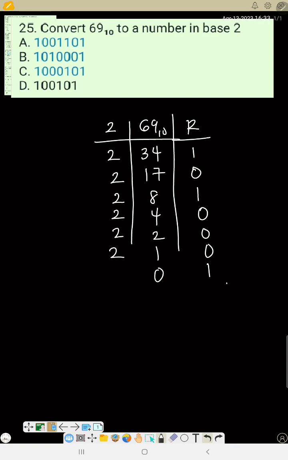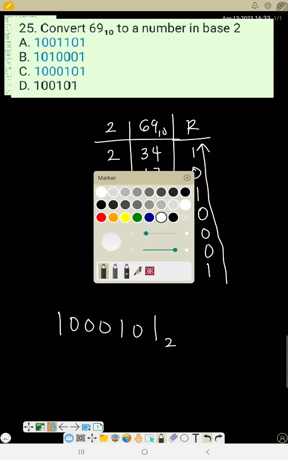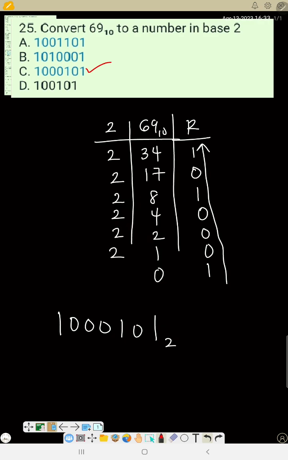So remainder 1. So you number from bottom to the top. So this will be 1, 0, 0, 0, 1, 0, 1. Base 2. So the correct answer is C. So let's move on. Number 26.